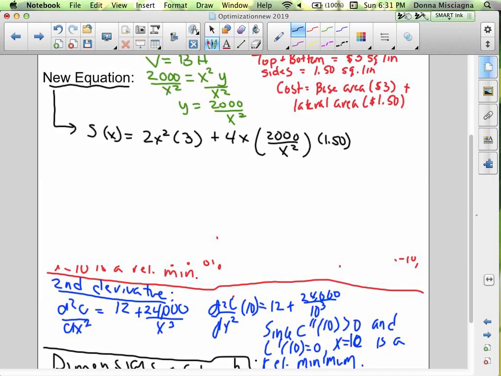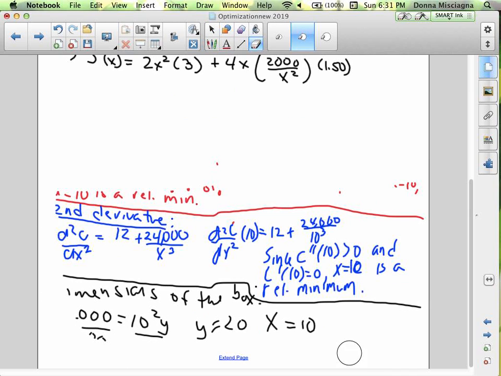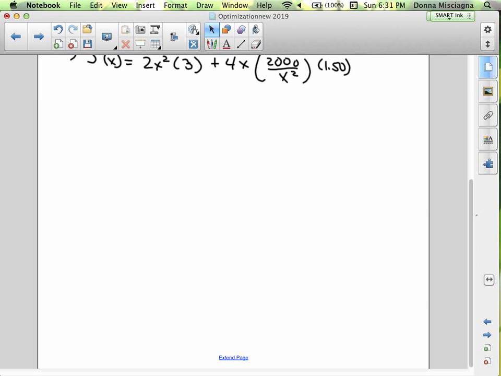Let's simplify. Oops, looks like I didn't erase everything. I'm going to erase everything because I wanted to write it nicer. I was just moving the screen down because I needed a tad more space.